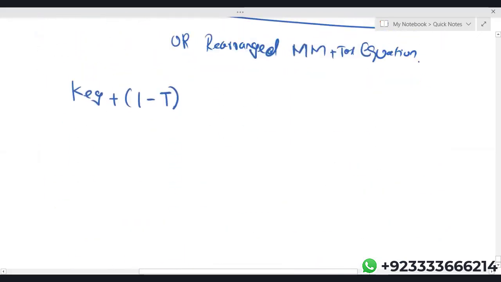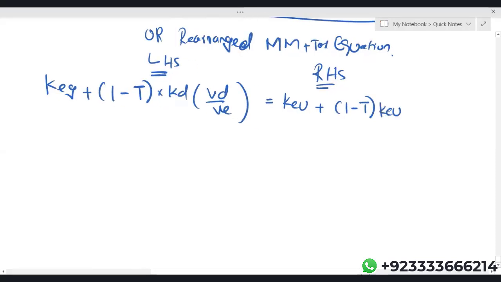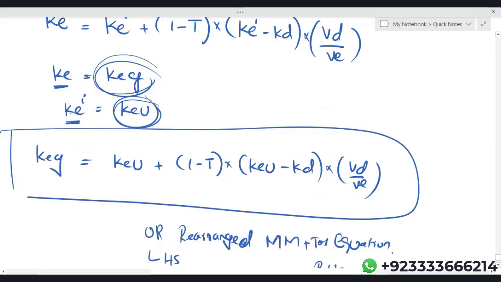KEG has both the risk, business plus financial. Okay, KEG plus 1 minus tax into KD VD upon V. That will be your left hand side, is equal to right hand side, which examiner will give you and it will be given to you in exam. That is KU plus 1 minus tax rate KU VD upon V. This is what ACCA gives you. And please come here. KE is actually KEG, KEI is KU.